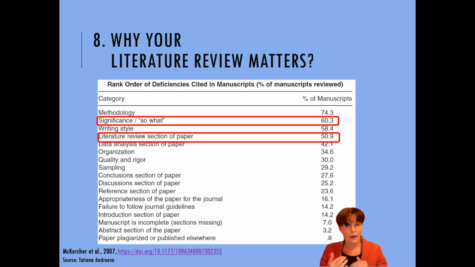And then more than half of the manuscripts that were rejected were rejected because of the literature review section of the paper, because it wasn't comprehensive enough, because it wasn't well written, because it was out of date. There might be lots of reasons for why the literature review section wasn't appropriate, but that is a key reason. And it's much more important than some other sections, such as the conclusion section or the discussion section, because these are sections that can be fixed in later stages of the revise and resubmit process, but the literature review is really crucial to show that you know the area.